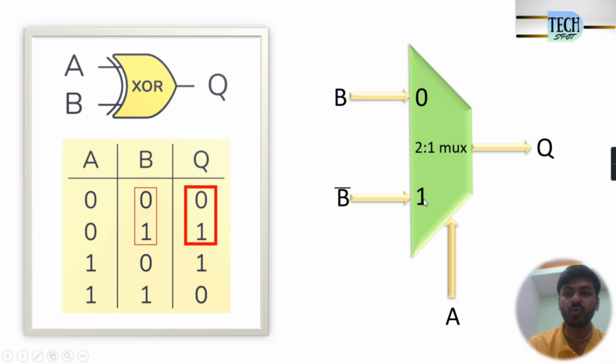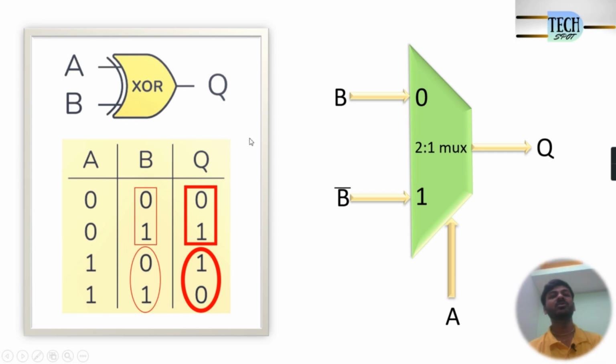If select line A is equal to 1, then output Q will be equal to B bar. So you can see on truth table, when select line A is equal to 1, in output we are getting B bar. Means if B is 0, the output is 1, B is 1, output is 0. So as per the truth table of XOR gate, we are getting output from this 2:1 mux. This is how we can implement XOR gate by using 2:1 mux.